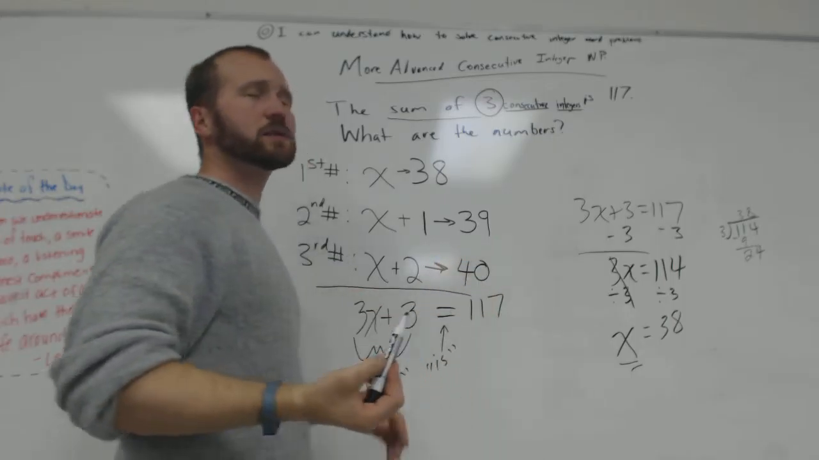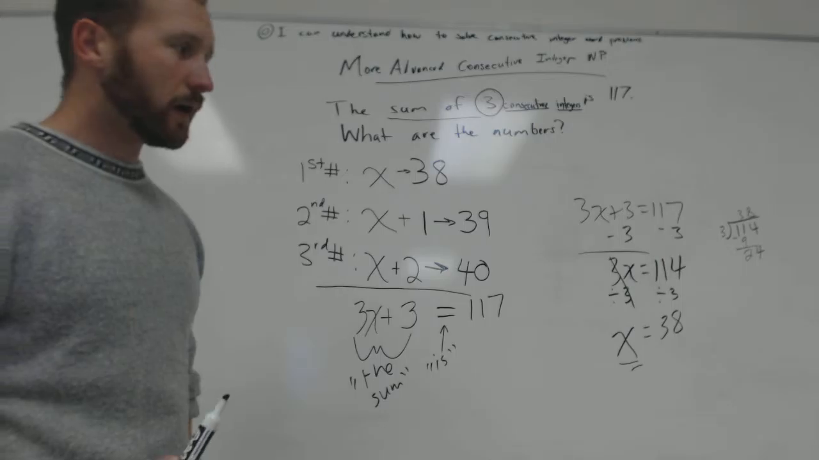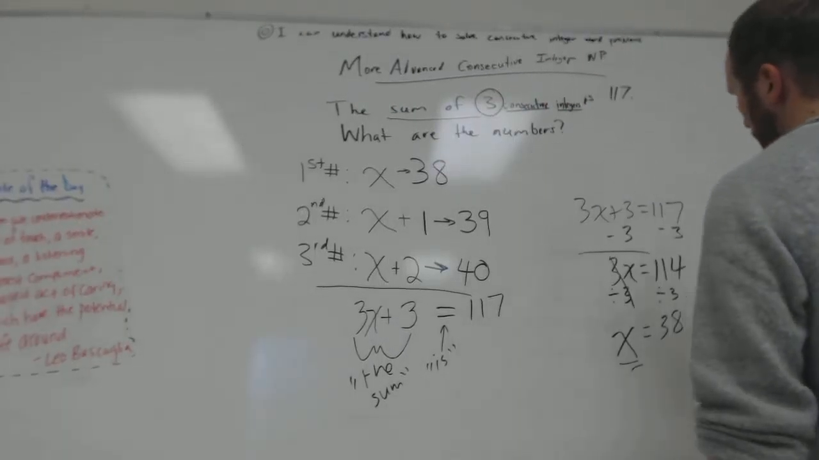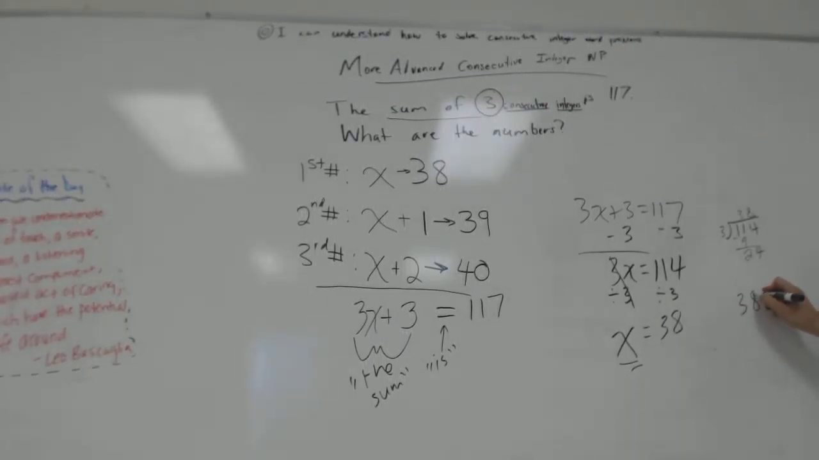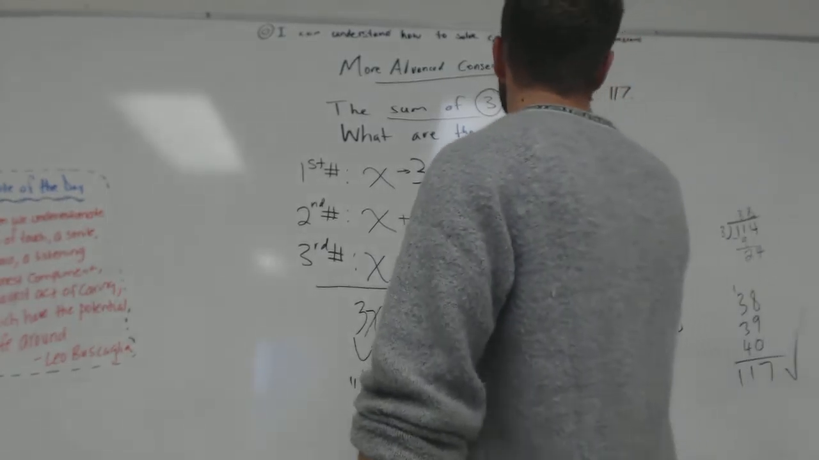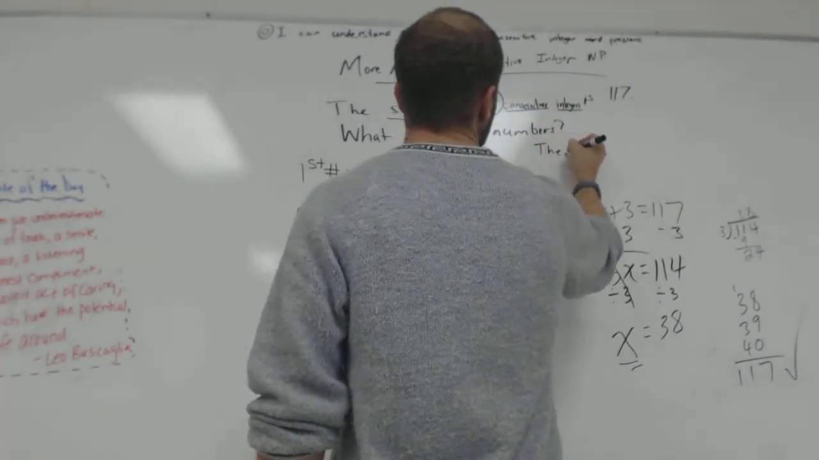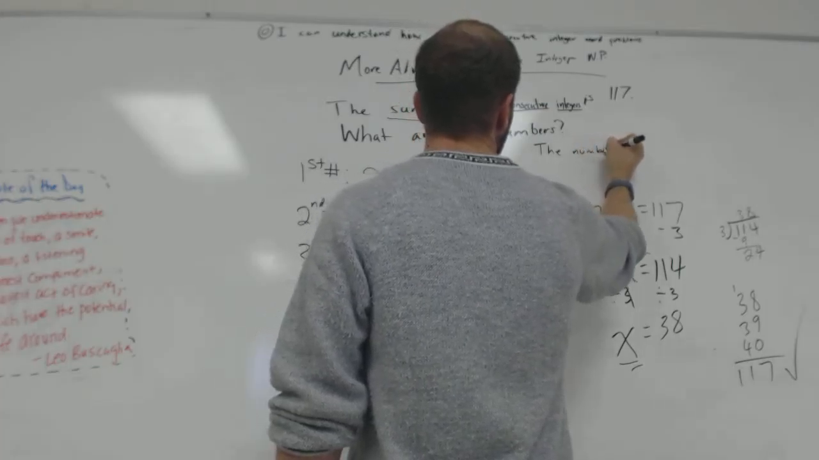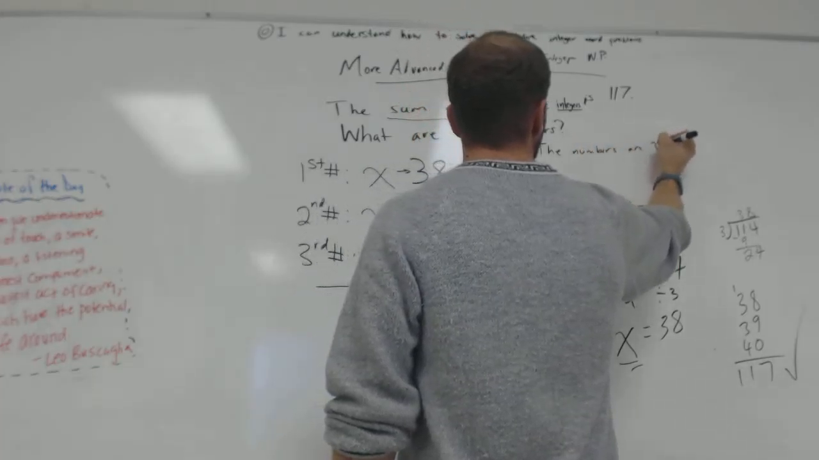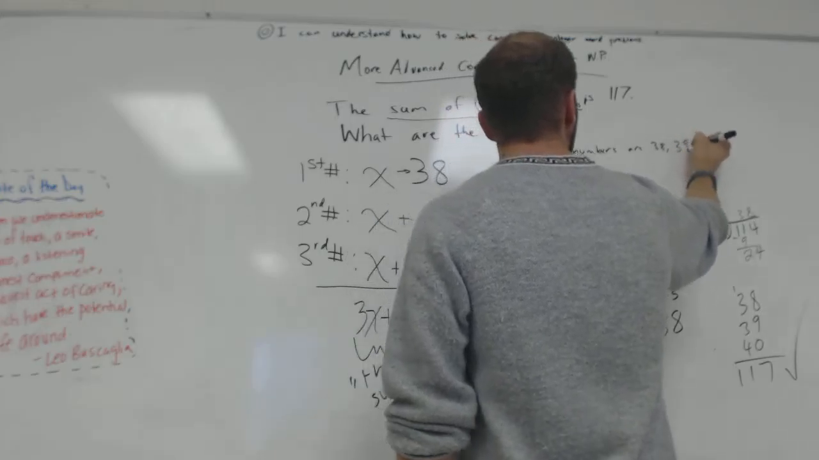Now, these problems are super easy to check, so I always want you to check them. All you do is add up these three numbers, 38, 39, and 40. If I add those up, do I get 117? Yes. So that checks. And then I say the numbers are 38, 39, 40.